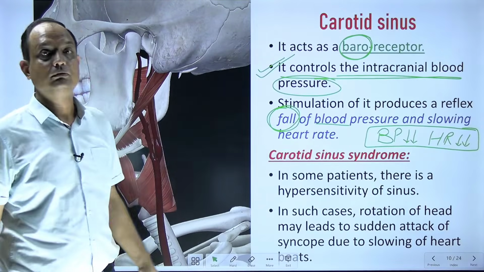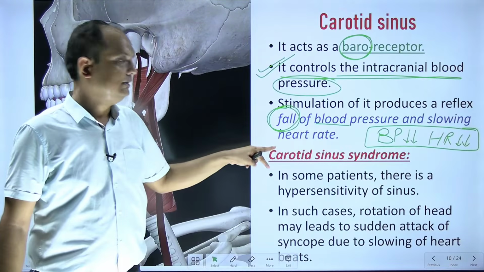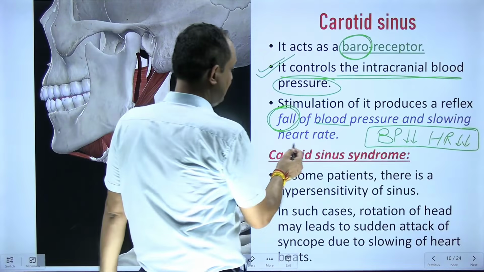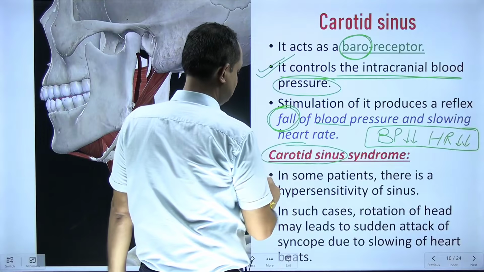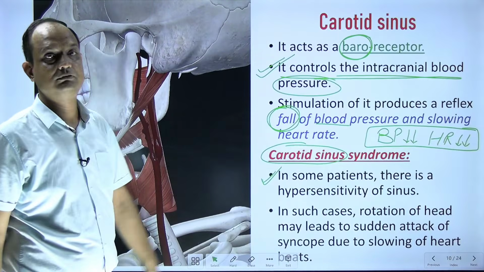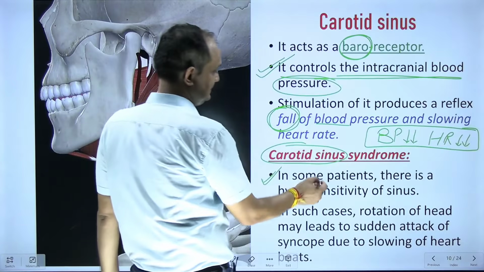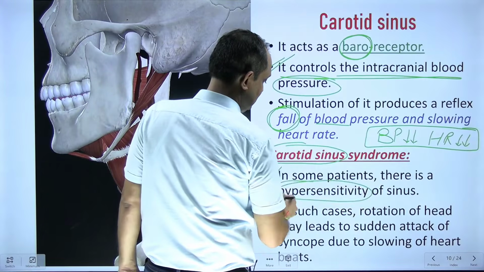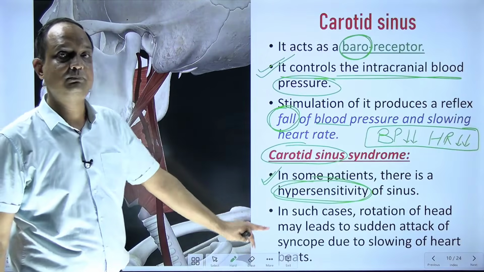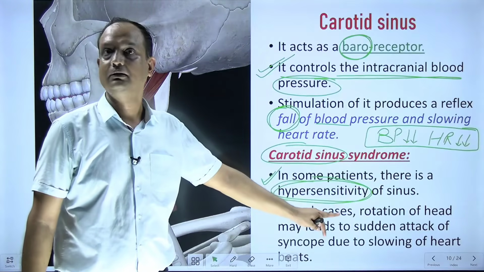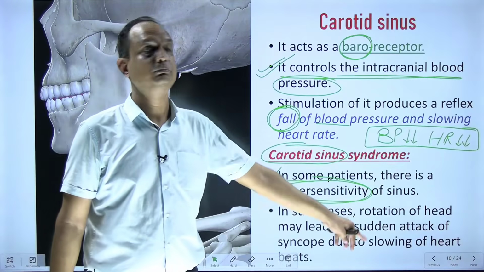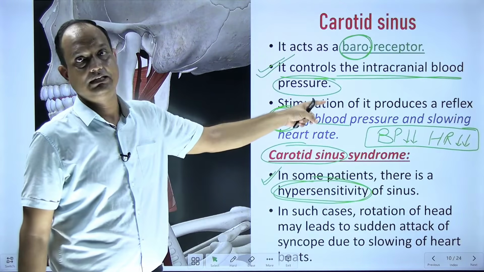Clear? Now, there is a carotid sinus syndrome. Now, what is this carotid sinus syndrome? Carotid sinus syndrome is an abnormality in the sinus. That means in some individuals, you will find that this sinus is very hypersensitive. Now, what do you mean by hypersensitive? In such patients, when they rotate their head, this rotation of the head can be a stimulation of the carotid sinus.